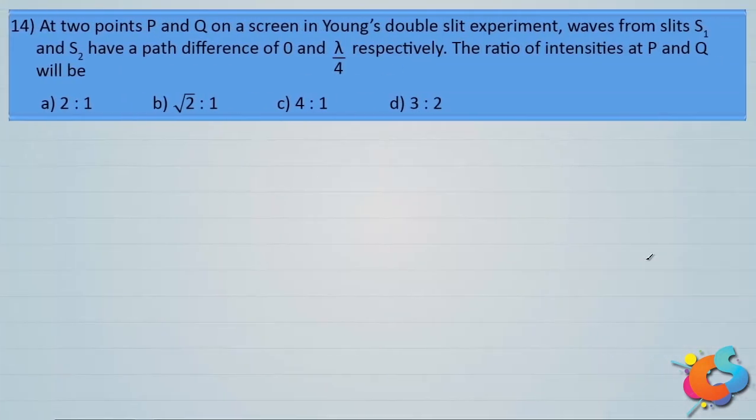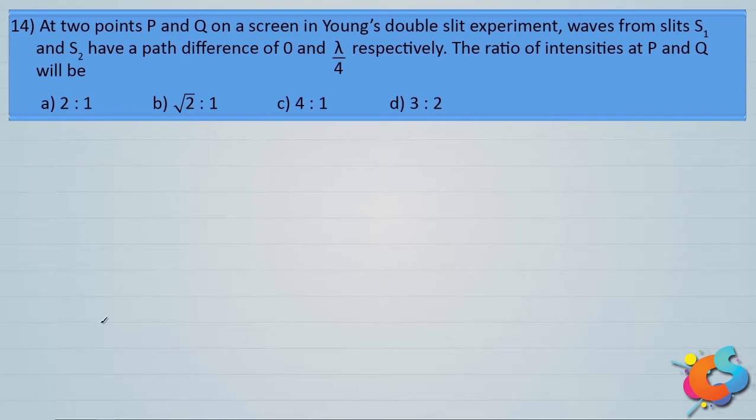Now let's take one more question on resultant intensity, dear students. At 2 points P and Q on a screen in YDS experiment, waves from slits S1 and S2 have a path difference of 0 and lambda by 4 respectively. The ratio of intensities at P and Q will be options A 2:1, B root 2:1, C 4:1 and D 3:2. Now here let's consider two different points on the screen.